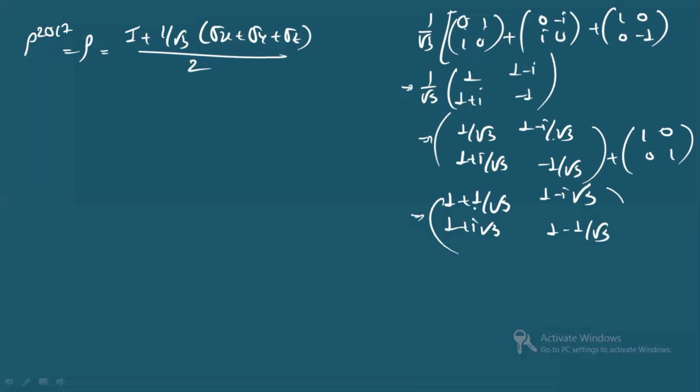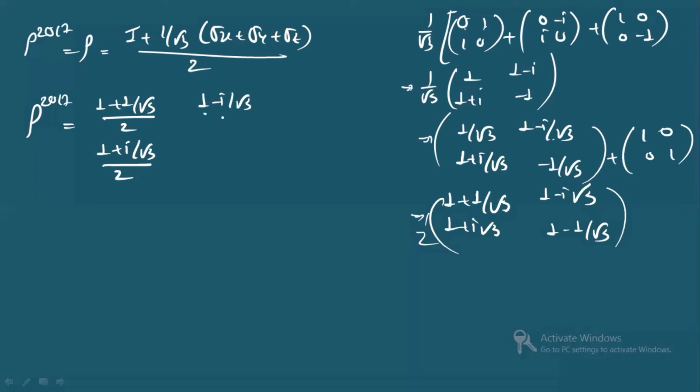And you will have to multiply this entire term by 1 by 2, which will give you rho 2017. It will be equal to 1 plus 1 by root 3, the entire term divided by 2, 1 plus I by root 3, the entire term divided by 2, 1 minus I by root 3, the entire term divided by 2, 1 minus 1 by root 3, the entire term divided by 2. So this is the matrix you are getting.